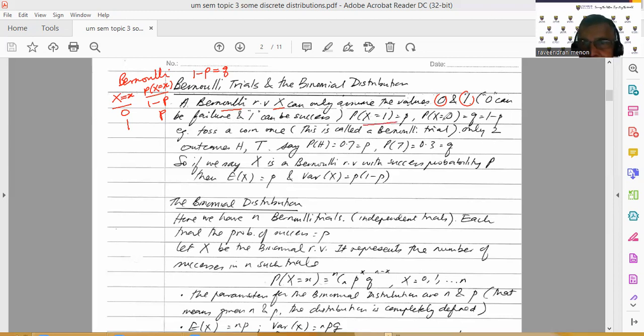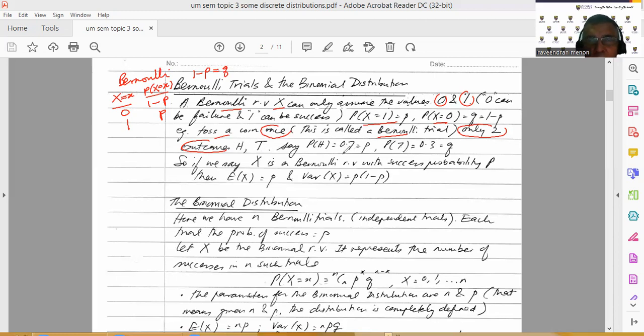I've just mentioned this idea here. Very quickly, in statistics we come across something called a Bernoulli trial. I'm trying to tell you what a Bernoulli trial is. A Bernoulli trial will only have two outcomes. So when you toss a coin once, we call it a Bernoulli trial. There are only two outcomes, heads or tails.